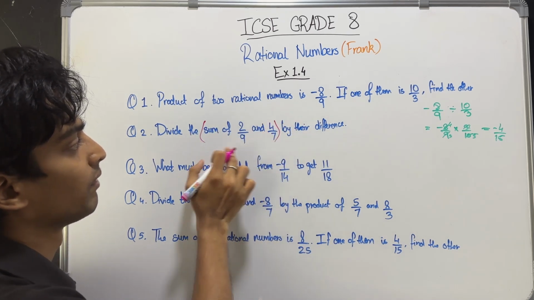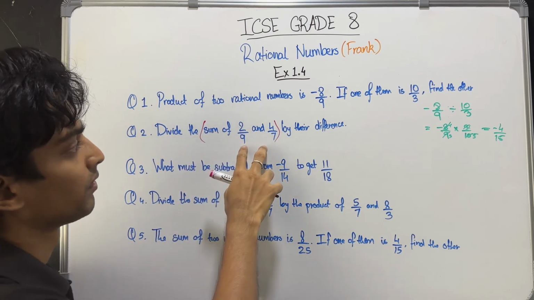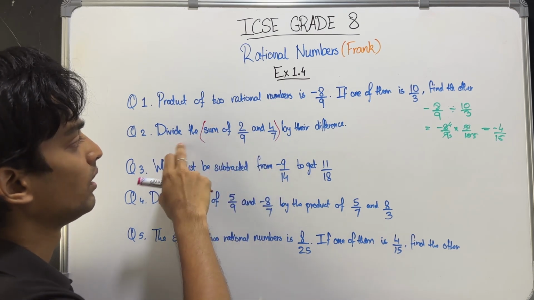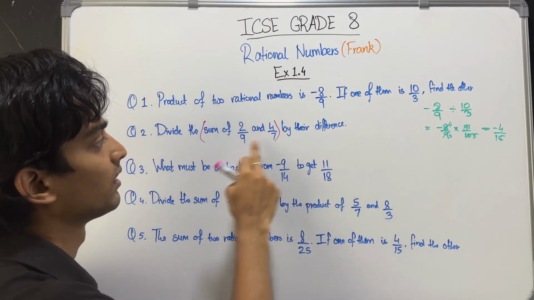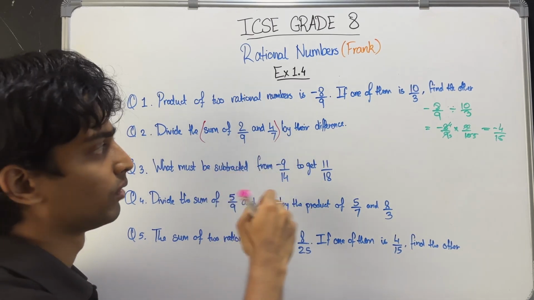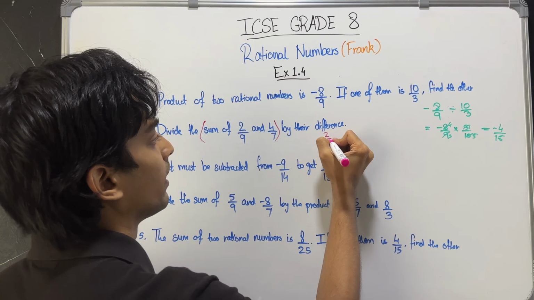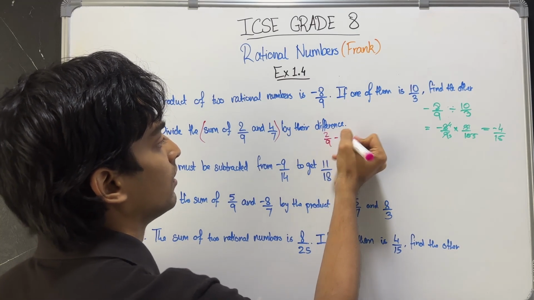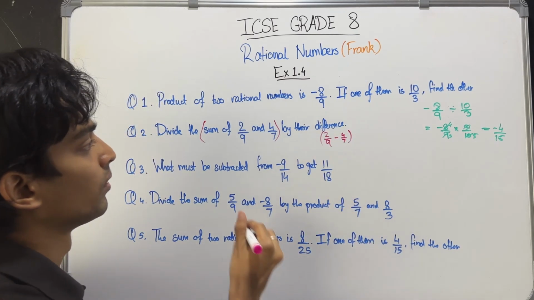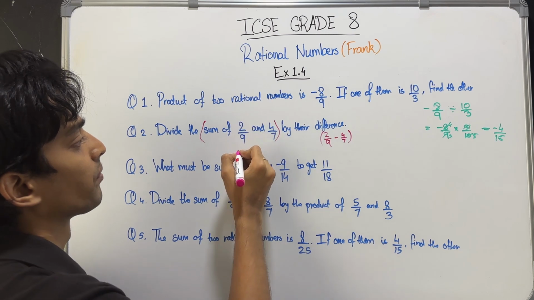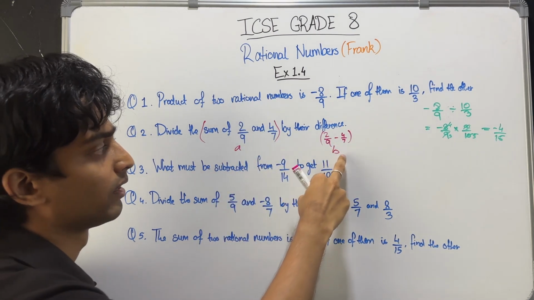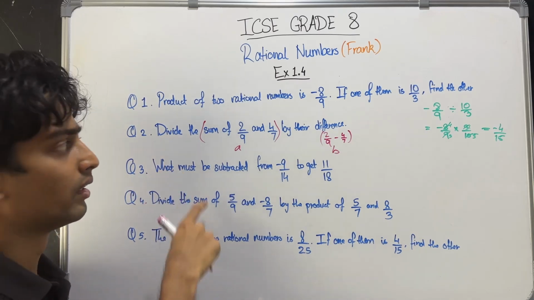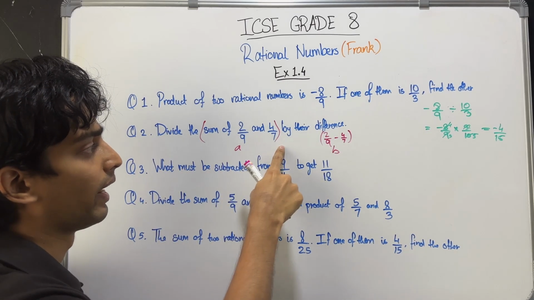So first we have to solve the bracket. First we have to add this. Then we have to divide this number by their difference. The difference is nothing but the subtraction of these two. So we'll get 2 by 9 minus 4 by 7. So the difference is this. Let's say this is A and this is B. Once we get the sum and once we get the difference, then we have to divide A by B.